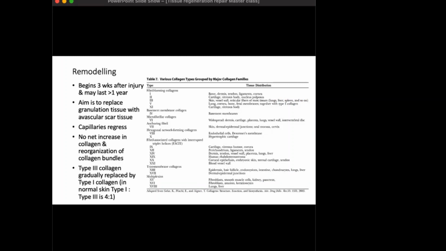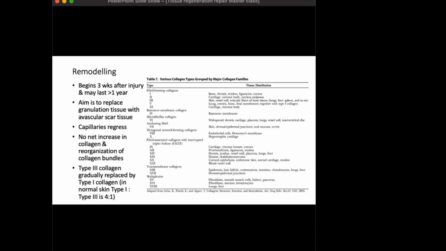So the last phase during wound healing is remodeling, and it usually begins about 3 weeks after the injury and can last up to 1 or 2 years sometimes. Okay, and the aim is to basically replace the granulation tissue that was formed before with avascular scar tissue. Okay, and the capillaries will start to regress. There's no net collagen increase anymore, and the haphazard collagen is reorganized into more organized collagen bundles.